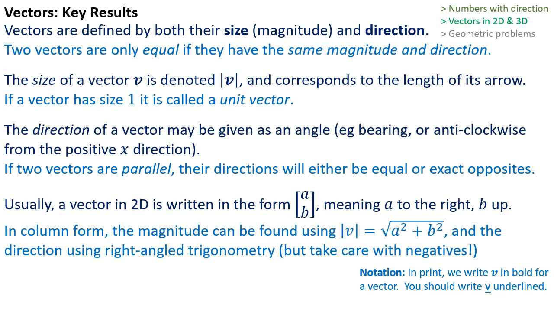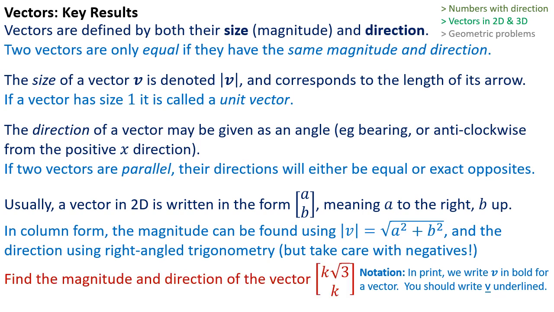We can use Pythagoras to calculate the size of a vector. So when it's written in column form, we can pull out information about the magnitude using Pythagoras. We can also pull out information about the angle using right-angle trigonometry. We just have to be a little bit careful if you've got negatives involved, because as you know, you might have an angle of 150 degrees, but your calculator is unlikely to give you that result. So make sure you draw a bit of a diagram, check that the answer you're generating makes sense. It might be you need to look beyond the principal value from the calculator.